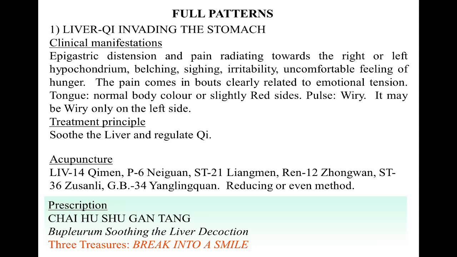There is a very famous prescription for this pattern, which is Chai Hu Shu Gan Tang, which, by the way, is the prescription for liver qi stagnation with abdominal pain. And in the Three Treasures, it is called Break into a Smile. Break into a Smile is a variation of Chai Hu Shu Gan Tang, which, I repeat, is the formula for abdominal distension and pain from qi stagnation, from liver qi stagnation.